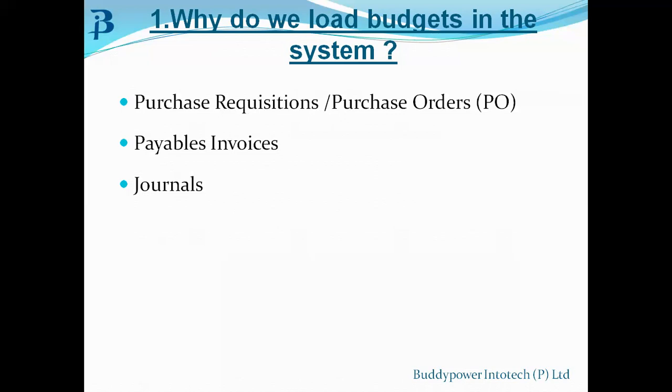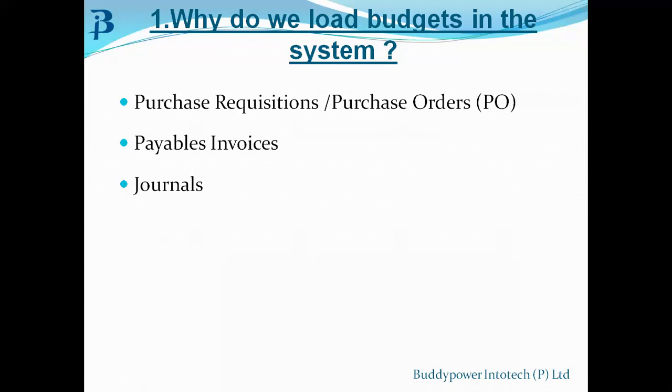So whenever a purchase requisition is created, if you load a budget into the system and enable the budgetary control, the system will check whether the organization has enough budget or not. Depending on the budgetary control, it will stop you from creating a requisition, or it can give you a warning, with information for decision-making purposes.